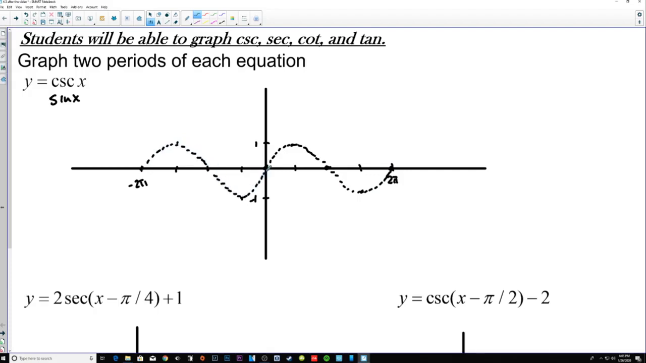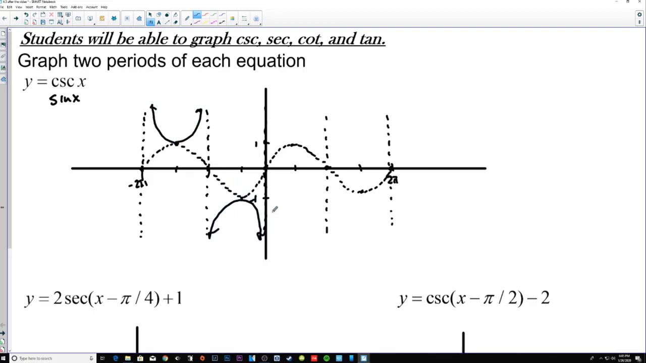So there is sine. Now anywhere sine is 0, cosecant is going to be undefined, so we have vertical asymptotes anywhere sine is 0. Now the reciprocal of 1 is 1, so they're going to share the ones and negative ones. And there's the graph of cosecant. We just turn sine upside down, like that, and turn it upside down here.